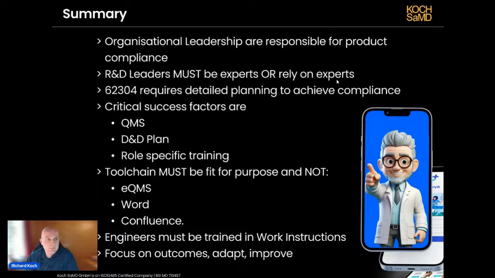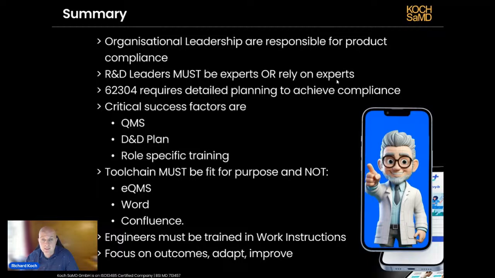So the summary, in terms of who 62304 is important to, this is a leadership issue, and obviously there's a level there, but if you're the R&D head, you need to know 62304 intimately, and you need to make sure that all of your design process, your tool chain, your training ensures that when your organization performs, everybody does their individual tasks. The product you produce has been produced according to compliant procedures. So the R&D leaders have to be experts or rely on experts in their teams.